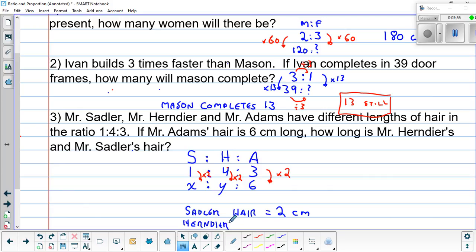And then Herndier's, and I'm just going to use a little trick. If you put the 2 little ticks underneath, it just means repeat whatever word's above it. Like I said, mathematicians were lazy. So here, Herndier, that is 4 times 2. So his hair is 8 centimeters long.